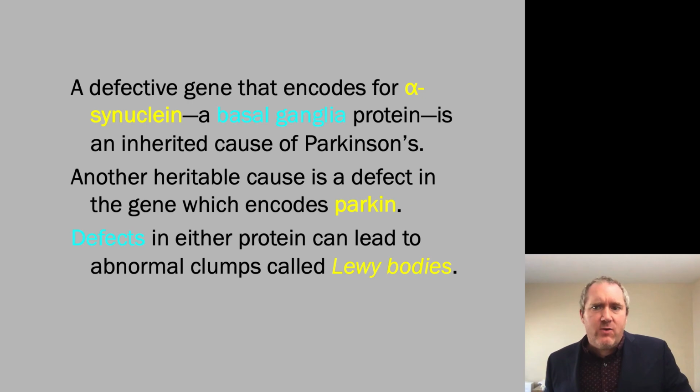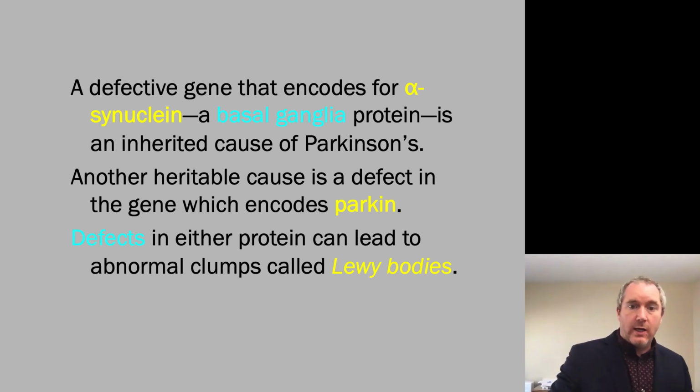One is a defective gene that encodes for alpha-synuclein, a basal ganglia protein, which can be an inherited form of Parkinson's. Another heritable form of Parkinson's is a defect in a gene which encodes for parkin. Defects in either protein can cause the abnormal clumps called Lewy bodies, which are thought to promote neurodegeneration and alternatively could be a bit of an epiphenomenon. But regardless, they occur as neurodegeneration occurs, at the very least, a correlation.